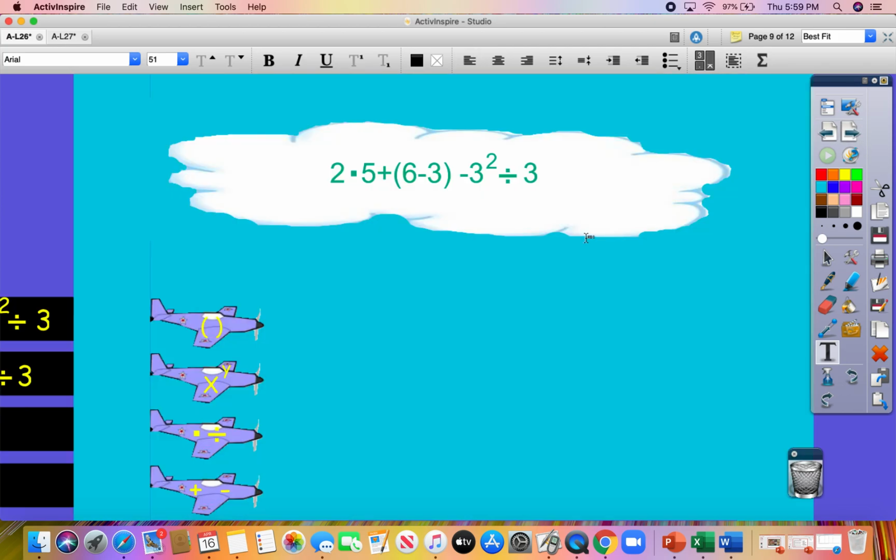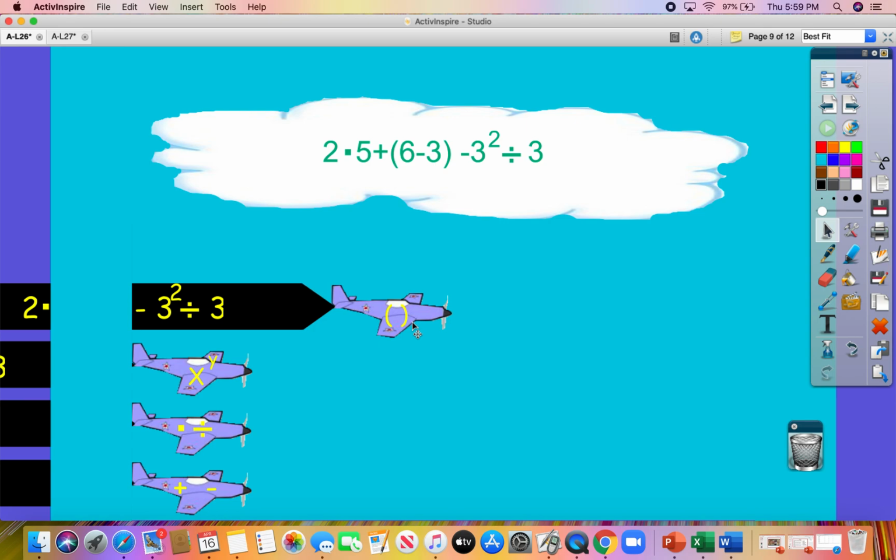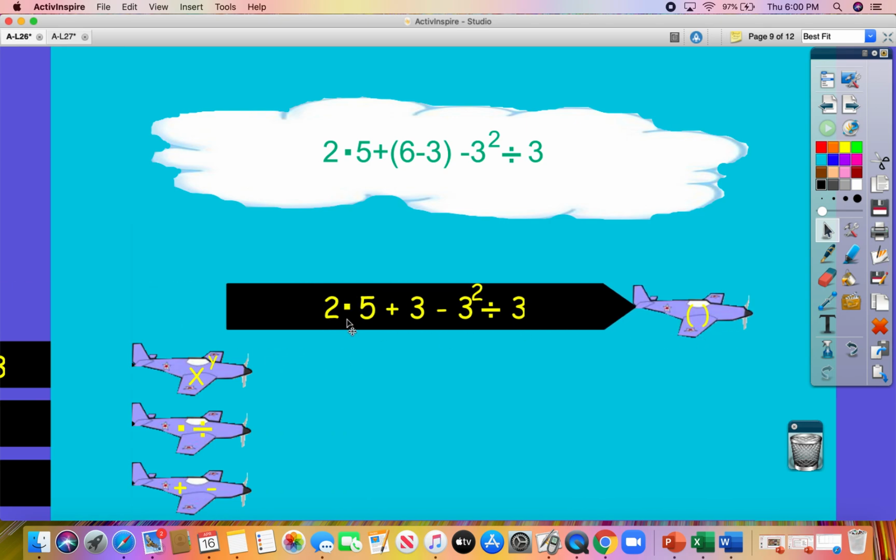No, it's not bad. Ooh, that one looks crazy. It looks so big, but we can do it. We can so do it. Okay, so what are we going to do first? We're going to do the parentheses first. So in the parentheses, 6 minus 3 is 3. 2 times 5 plus 3 minus 3 squared divided by 3.